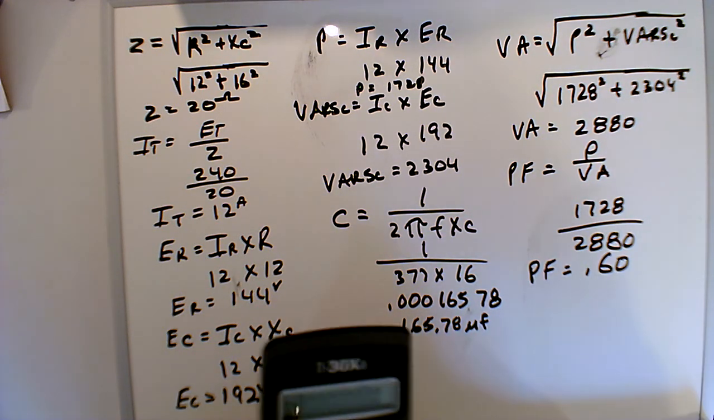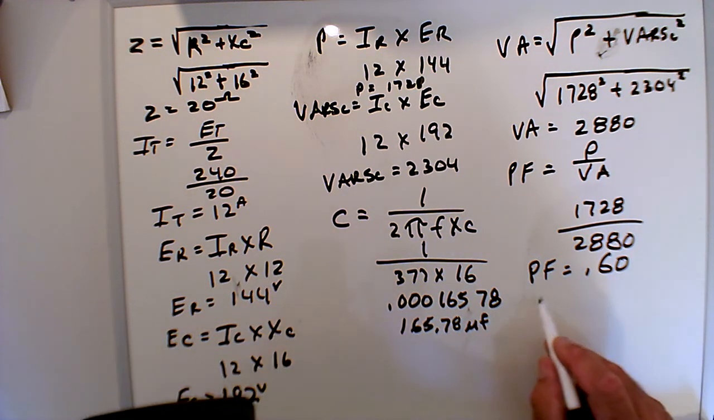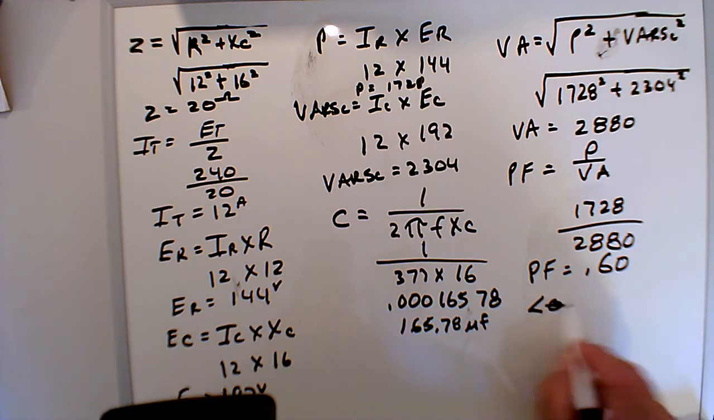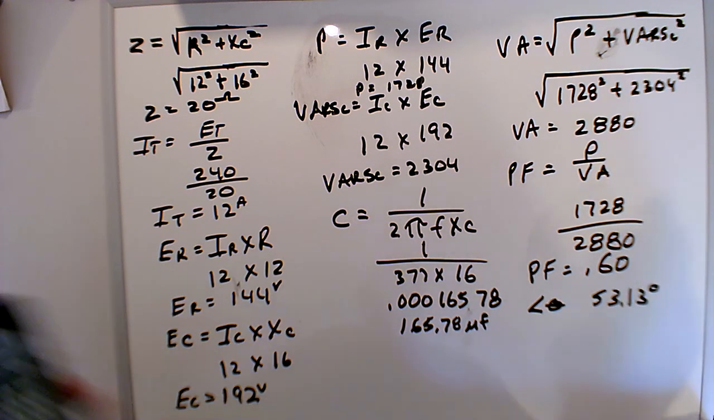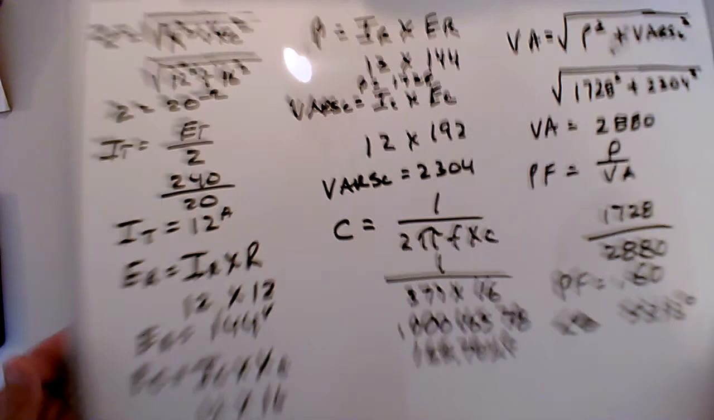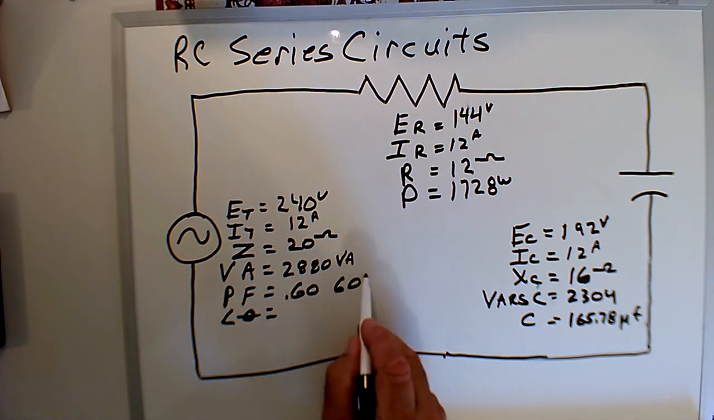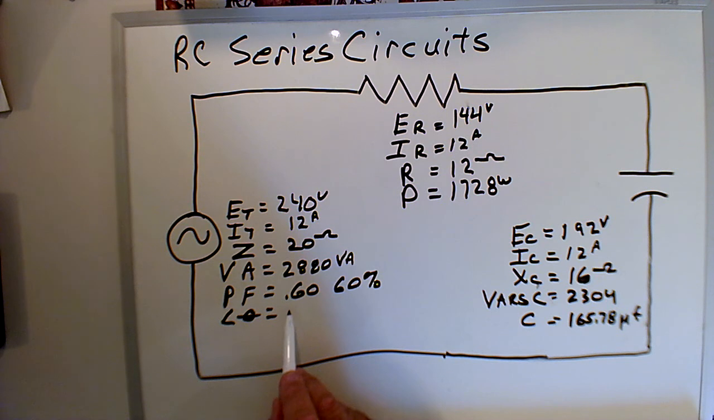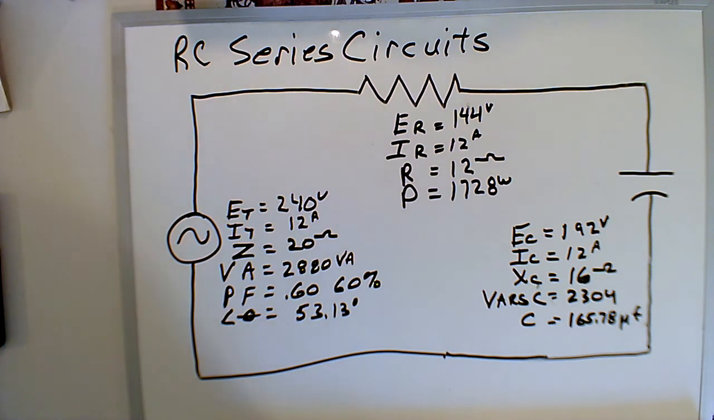And then if I take the inverse cosine of that 0.6, I end up with an angle theta of 53.13 degrees. And then we can write both of those in right here, 0.6 or 60%, and angle theta is 53.13 degrees. And that is an RC series circuit.